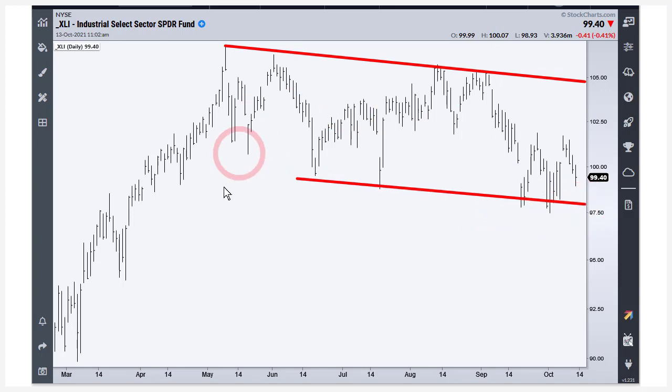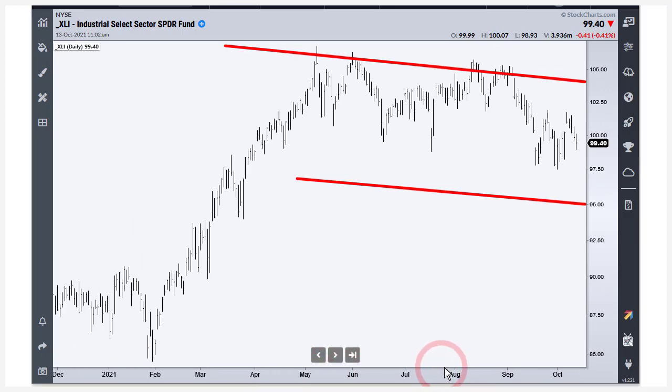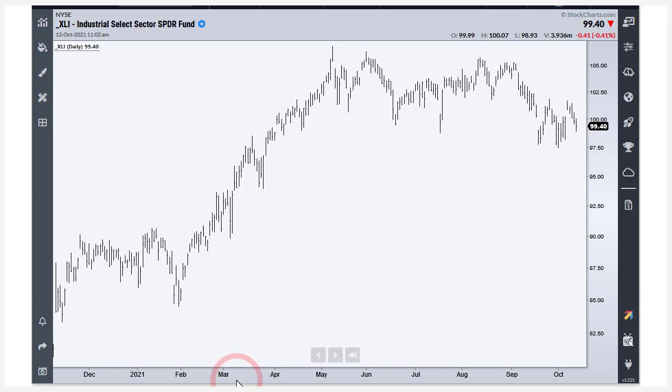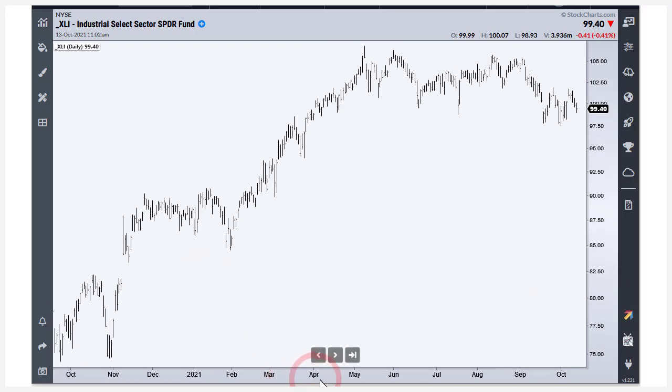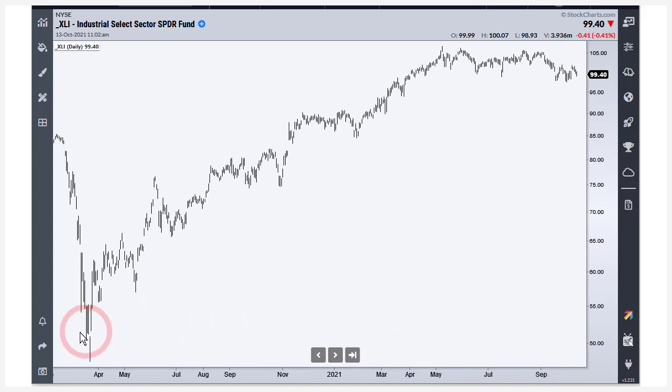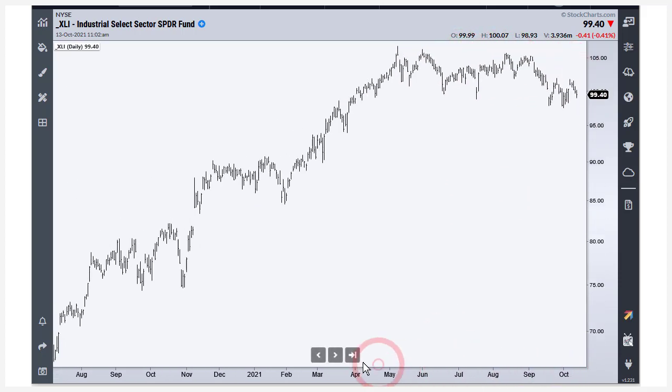Now, maybe it is a big falling channel after a monster advance, because if we back this out, my lines don't move with that. But basically, you look at the size of this advance, we're going to go all the way back to the COVID low. So we're going like 50 to 105. We pretty much doubled. And now look, we have this big correction, but we don't have any signs of a reversal.